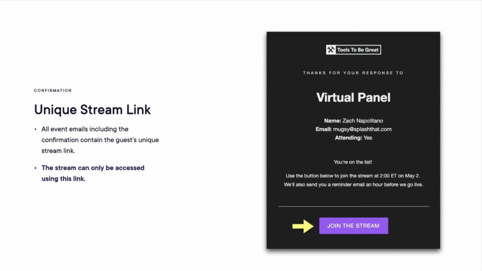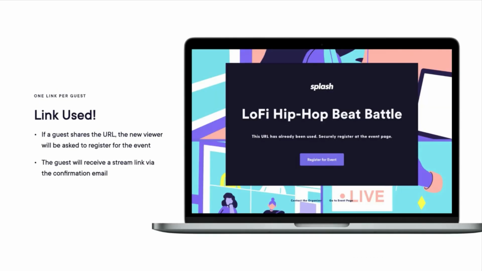And what we're actually able to do is determine if that link has been shared. You'll see a link use screen, which you can customize here. And that will make it so that that person has to register and get their own streaming link.